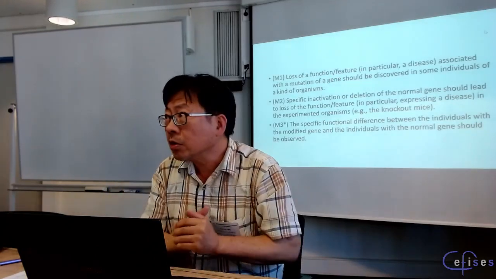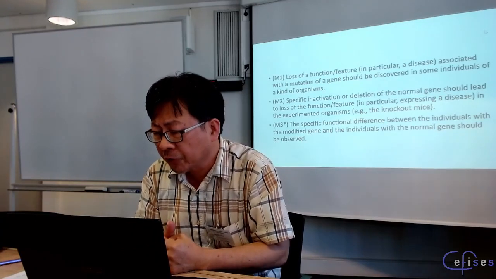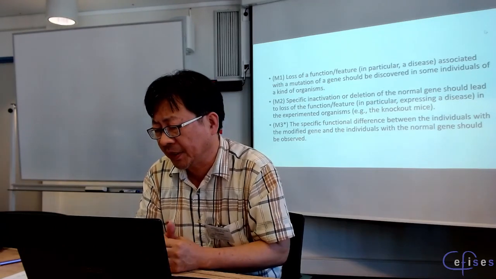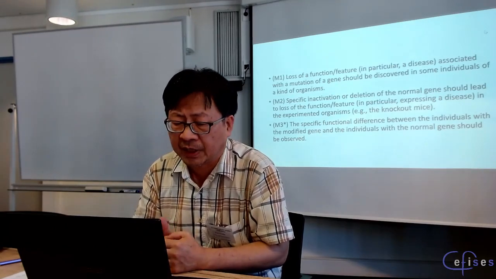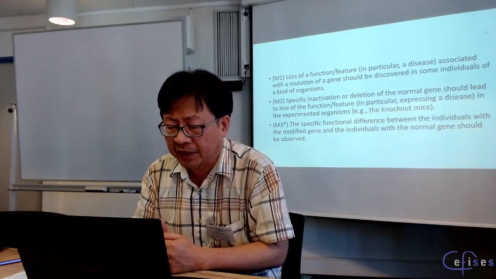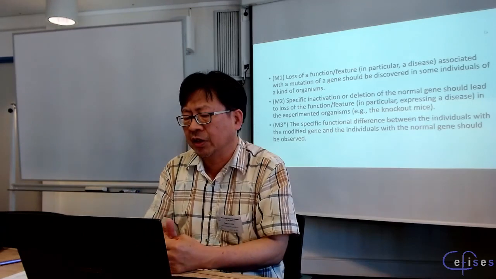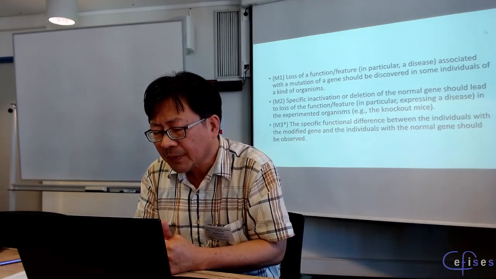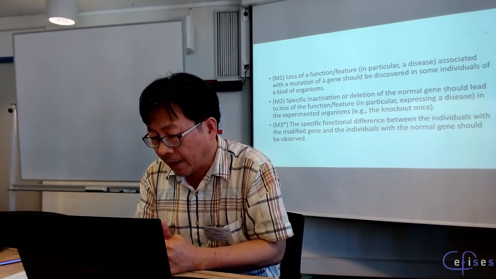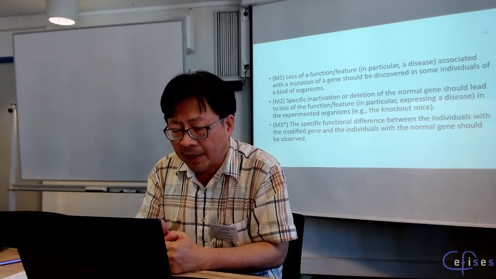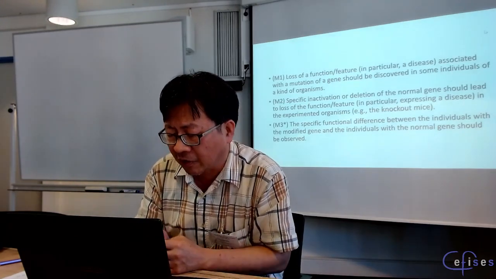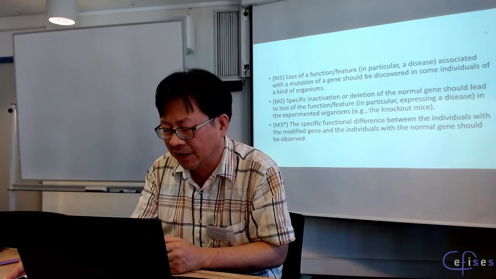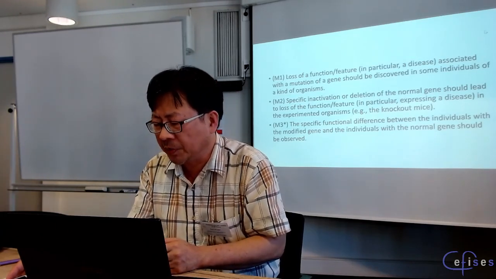M1: loss of a function or a feature associated with a mutation of a gene should be discovered in some individuals of a kind of organism. M2: specific inactivation or deletion of the normal gene should lead to the loss of the function or feature in the experimental organism, for example, the knockout mice. M3: the specific functional difference between the individuals with the modified gene and the individuals with the normal gene should be observed.